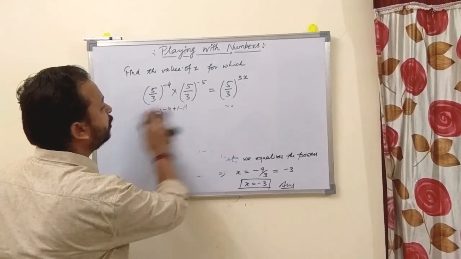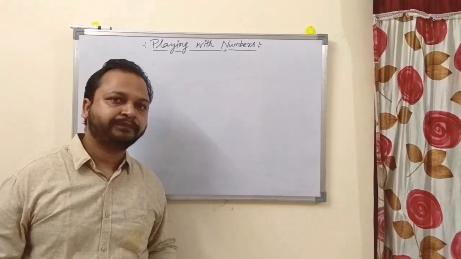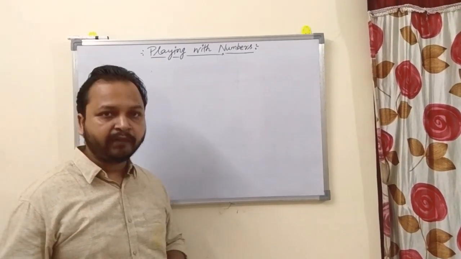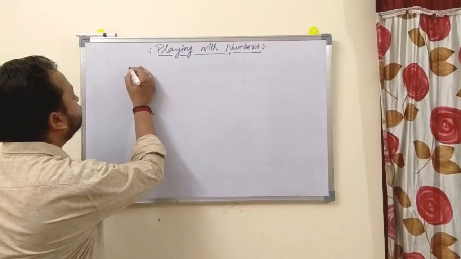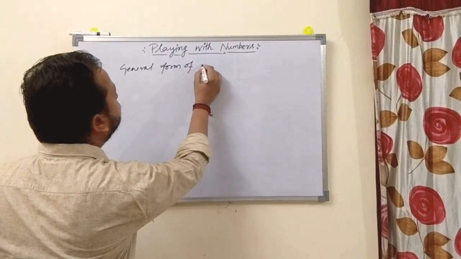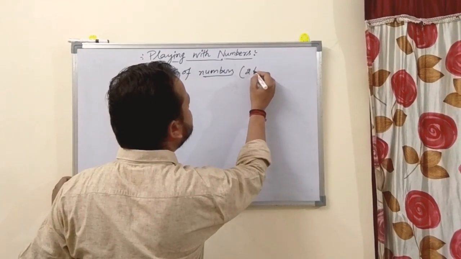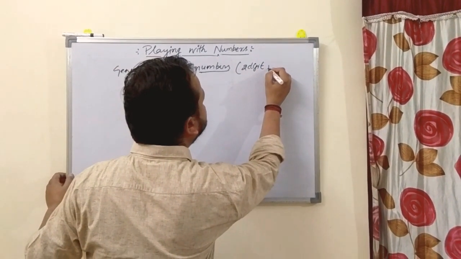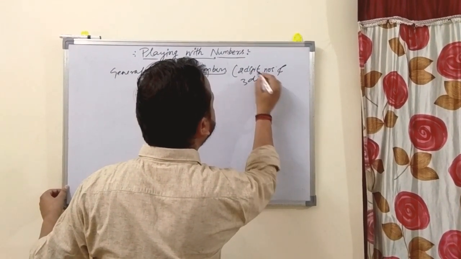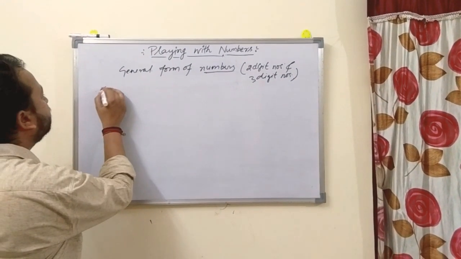So come to the topic. Students, in this topic we will first discuss the general form of numbers, meaning 2-digit numbers and 3-digit numbers. First we will take 2-digit numbers.